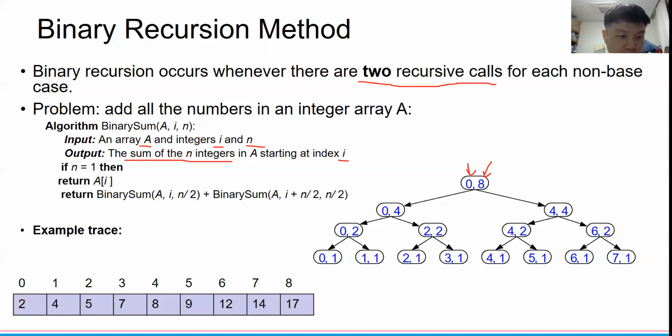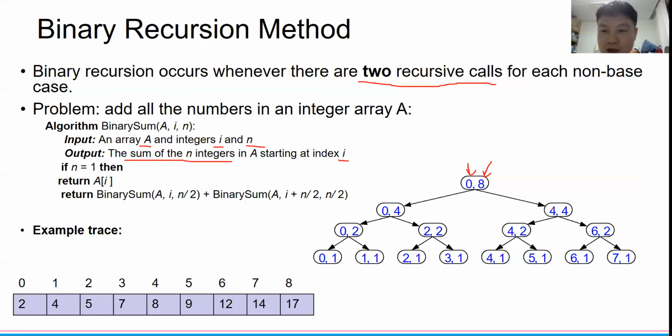For example, you have indices 0, 1, 2, 3, 4, 5, 6, 7. Maybe this is not an example, it should be until 7, because we have only 8 integers. So 0 is the index i, and 8 is the number of integers, so you will make two branches. The first branch is to start the binary sum from index 0 for the next 4 integers.